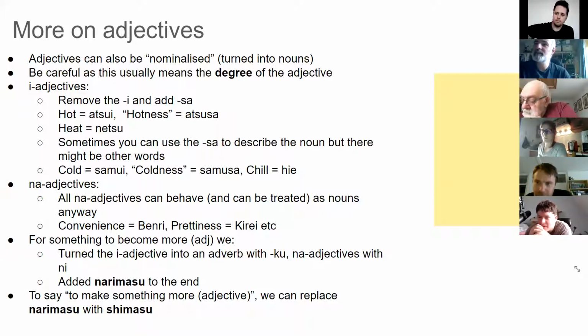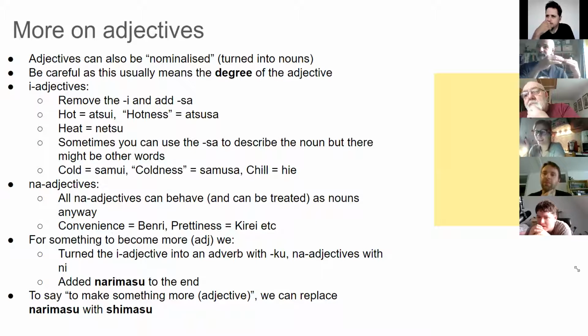Itsumade? Is that a counter? No, it's when, made, until. Furansu ni irun desu ka? Until when I stay in France.